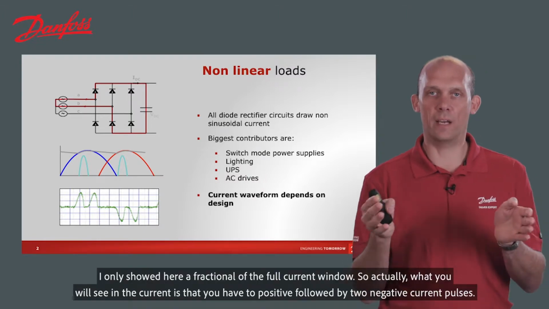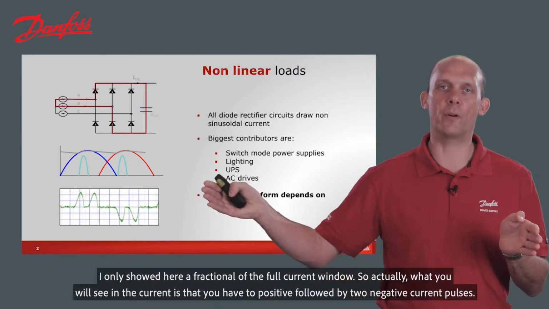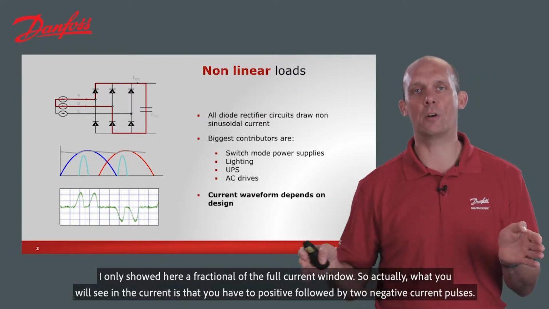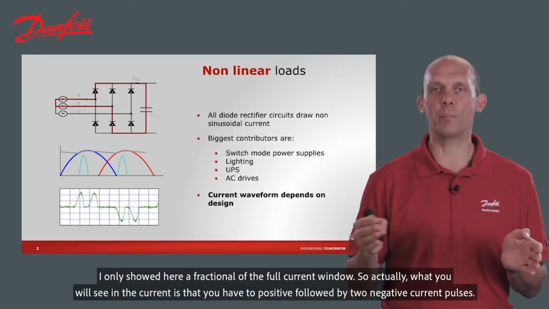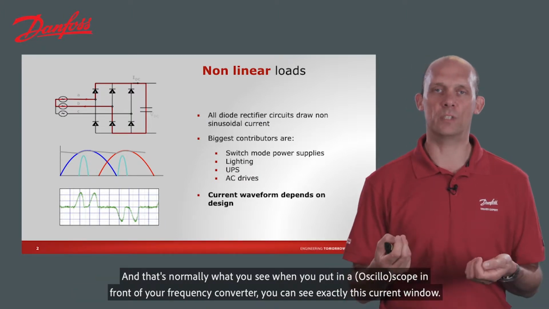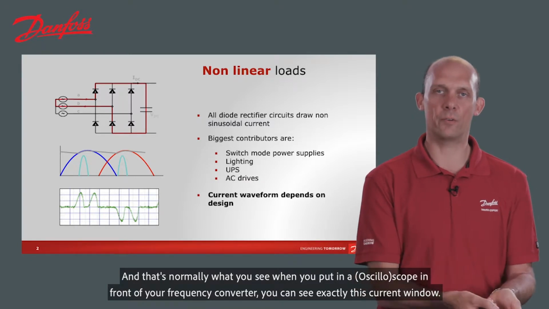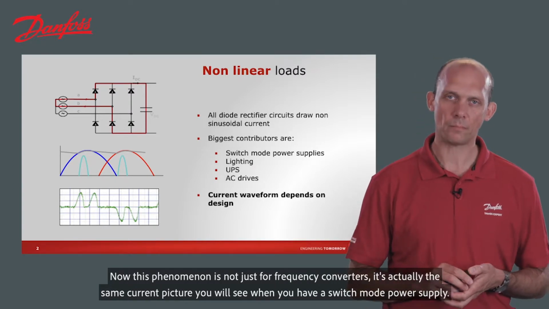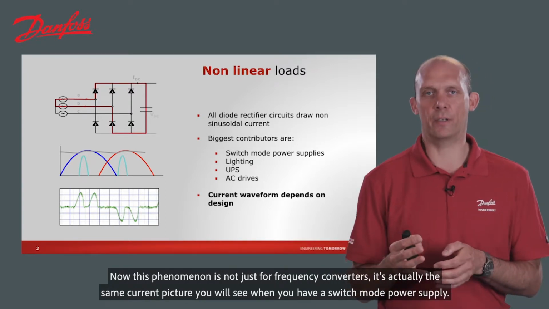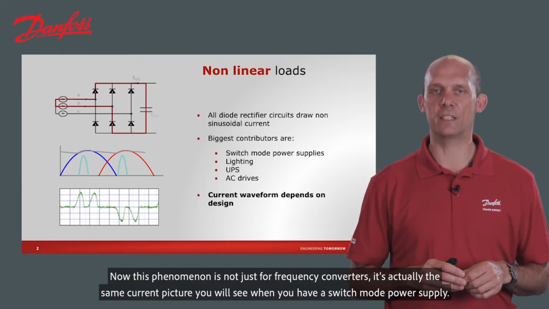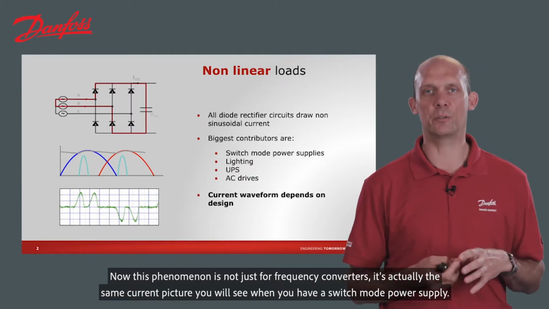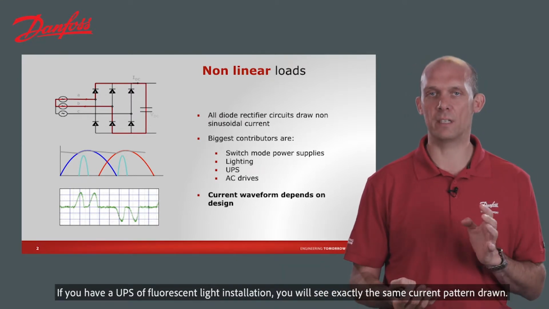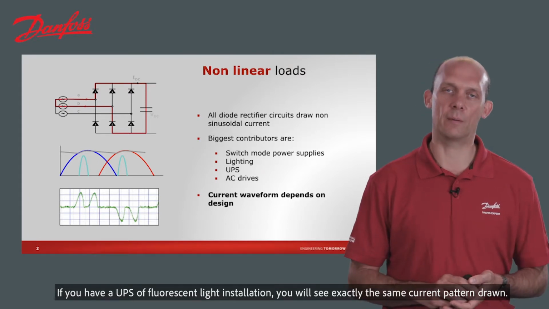I only showed here a fraction of the full current window. What you will actually see in the current is two positive followed by two negative current pulses, and that's normally what you see when you put a scope in front of your frequency converter. You can see exactly this current window or current draw. This phenomenon is not just for frequency converters. It's the same current picture you will see with a switch mode power supply, a UPS, or a fluorescent light installation.